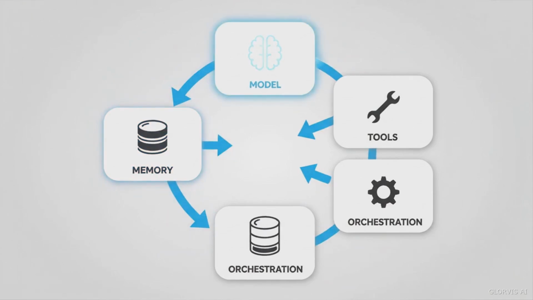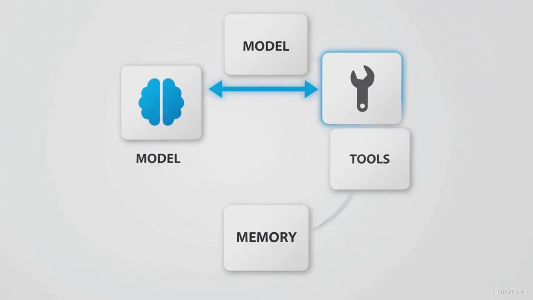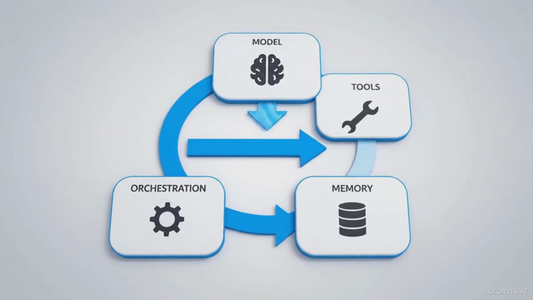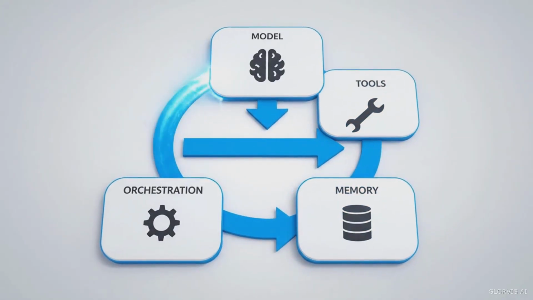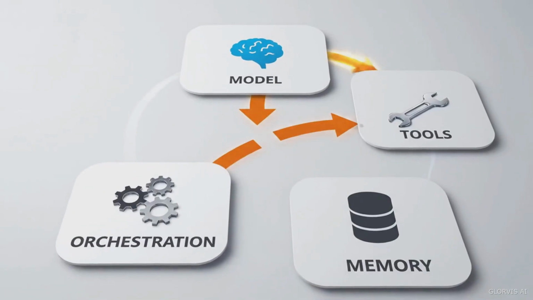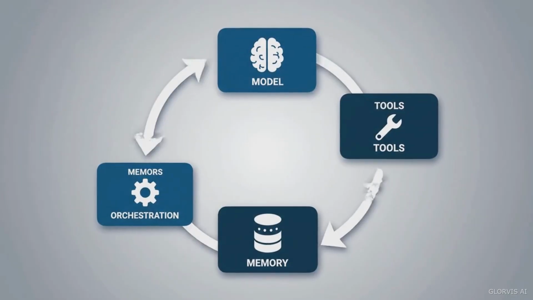Every real AI agent, from the simplest one I've built to the most complex systems at OpenAI or Anthropic, has the same 4 parts. So first is the model. That's the brain. It's usually a large language model like Claude or GPT or Gemini. The model is what does the reasoning.